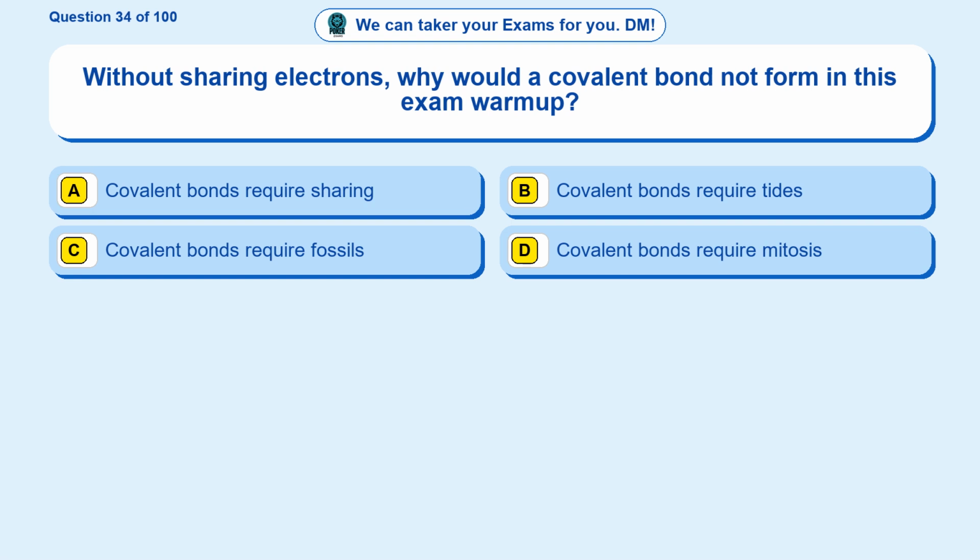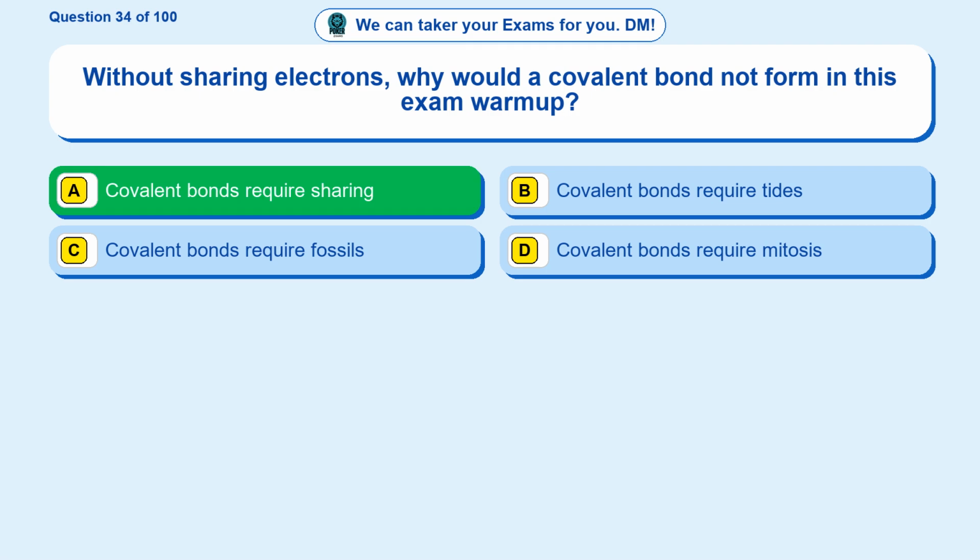Question 34. Without sharing electrons, why would a covalent bond not form in this exam warm-up? Option A, covalent bonds require sharing. Option B, covalent bonds require tides. Option C, covalent bonds require fossils. Option D, covalent bonds require mitosis. The correct answer is option A.